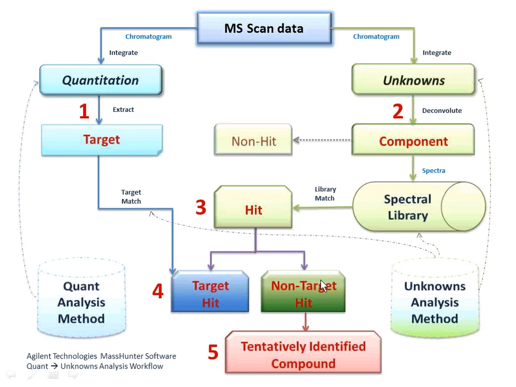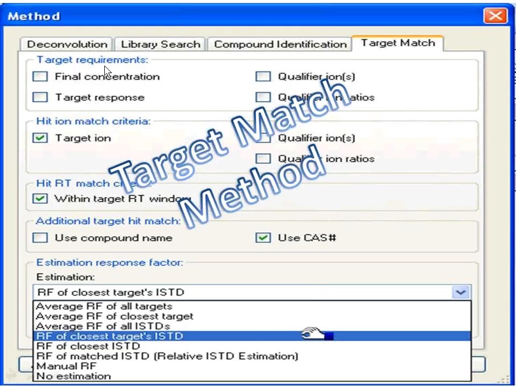If I look at the target match method, I'll see that I have some constraints on what I'll consider targets, for example, meeting the qualifier ratios. I also have some constraints on the hits. And I'd like to point out that there's a wide variety of choices with the estimation. Having the response factors from your quantitation method can be applied to both the targets and the non-targets. For example, I could take the response factor of the closest target's ISTD and then deliver estimated concentrations of my non-targets.